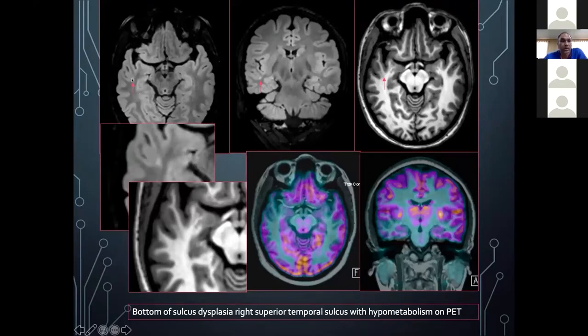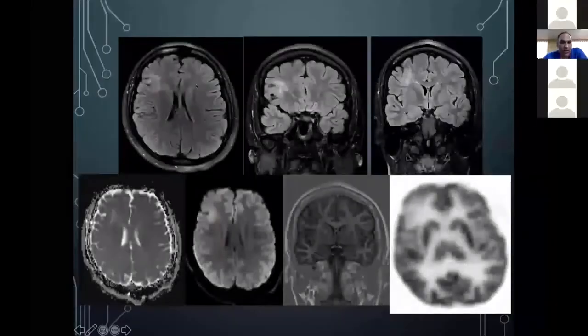So this is, as I mentioned, a bottom of sulcus abnormality here. You can see this subtle signal change here, which is very difficult to make out on the FLAIR, but there's a signal alteration here. In the zoomed view, you can see there's a tail here, and PET actually corroborates our finding. There's a hypometabolism on that side. Sometimes they are not that difficult to identify.